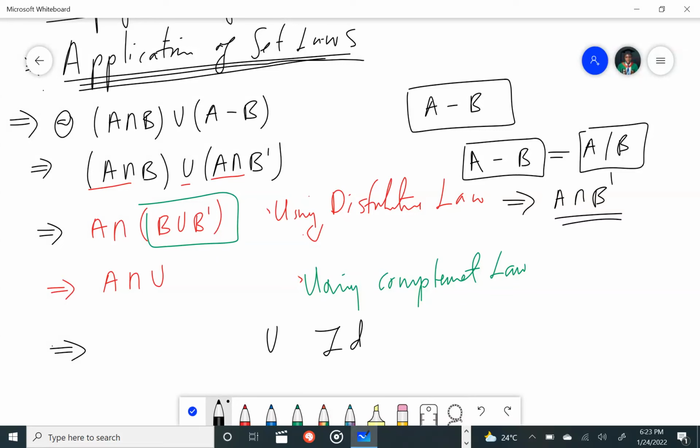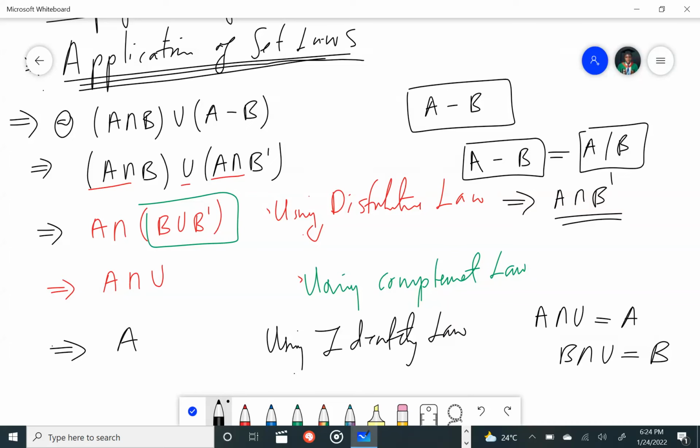So remember, what does the identity law say? A intersection universal set is equal to A. B intersection universal set is equal to B. So here we're using that identity law to say A intersection universal set is equal to A. So you see what I was talking about, right? From this complex thing that we started with, we've just ended up with A.